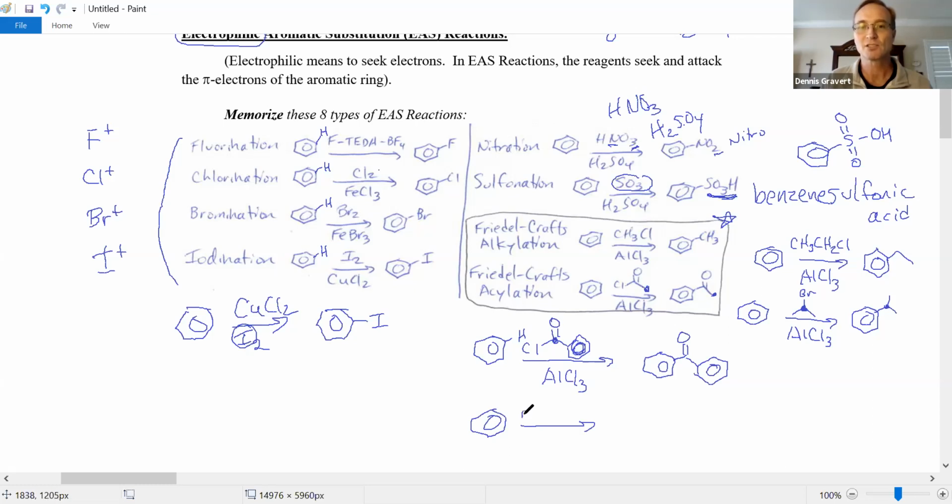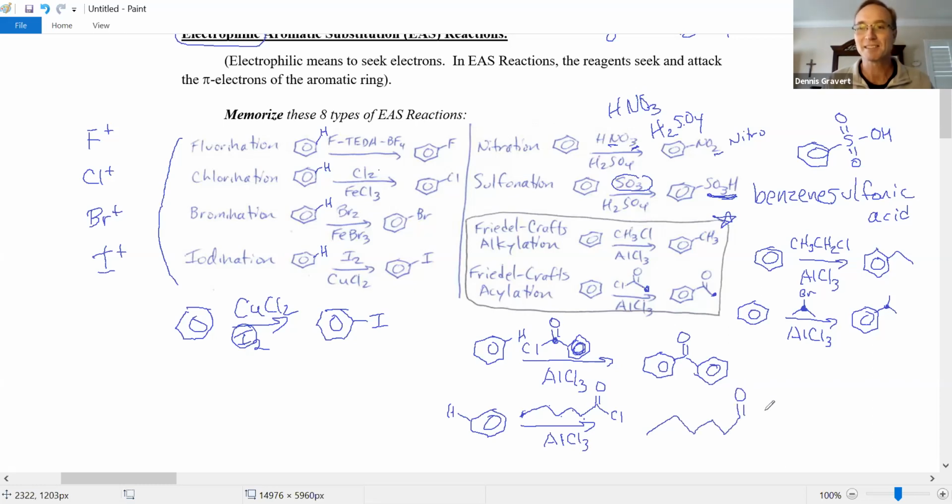Let's draw it a different way. Let's draw a string of, how many carbons is that? Got 1, 2, 3, 4, 5, 6, and a chlorine. Aluminum chloride is your catalyst. And now your product is, well, if it's benzene, you get to pick any of these hydrogens. So for convenience, I'm picking this one.